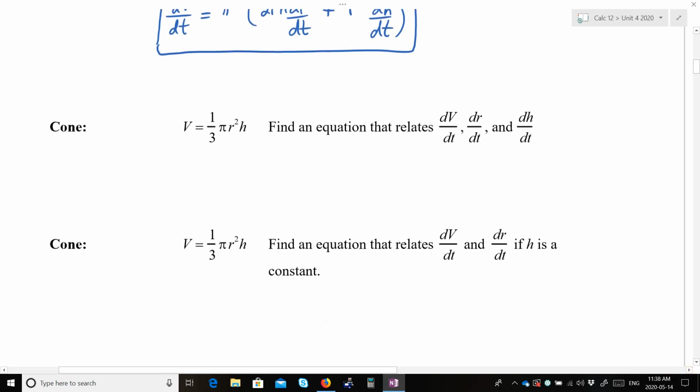Okay, the volume of a cone is 1/3 pi r squared h. Find an equation that relates those three things. So we would have dV/dt, and for this one we can leave the constants out front and then do the derivative. The derivative of r squared is 2r dr/dt, and then times h. So I'm going to multiply by h in front, and then we would have r squared dH/dt. Boom.